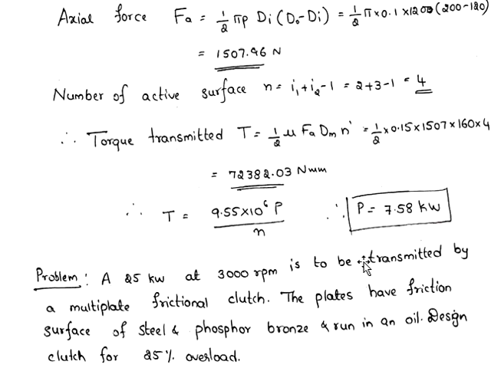There are 2 practice problems. The procedure is similar to the previously solved examples. In the first question, 25 kilowatt at 3000 rpm is to be transmitted by a multi-plate frictional clutch. Plates have friction surfaces of steel and phosphor bronze, run in oil. Design the clutch for 25% overload.